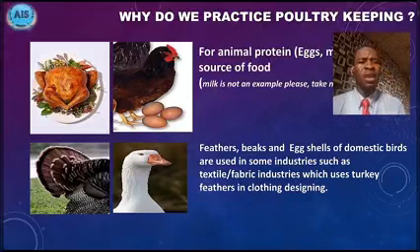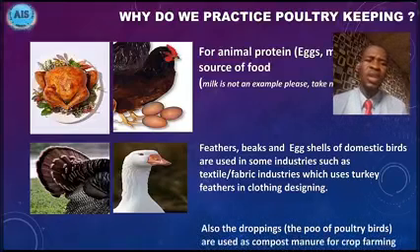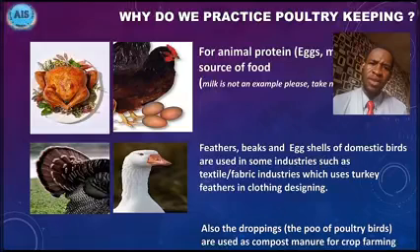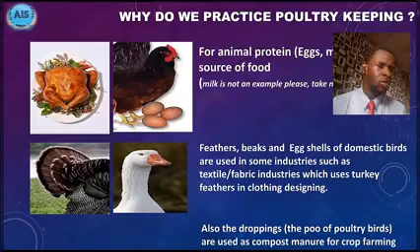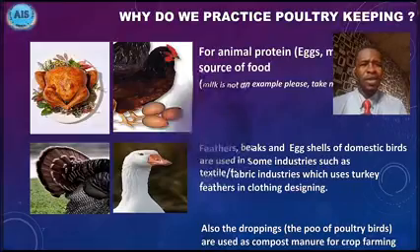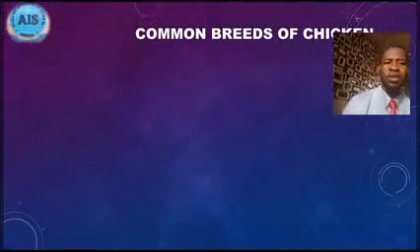Very good. So now another reason is that the droppings, that's the poo of chicken, can also be used as compost manure for crop farming. Do you understand that now? Like the poo of chicken can be packed as manure, and you can apply it to crops, and these crops will grow and germinate very well. I'm sure you understand that now. Very good. Interestingly, let's move on to the next part of the lesson.